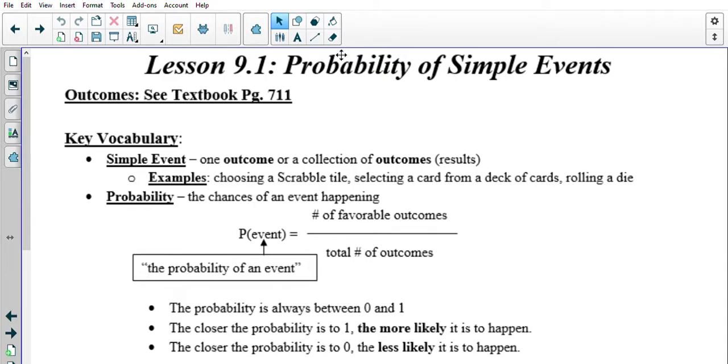This week's lesson is going to involve probability of simple events, or simple probability. This comes from the lesson 9.1 guided notes.